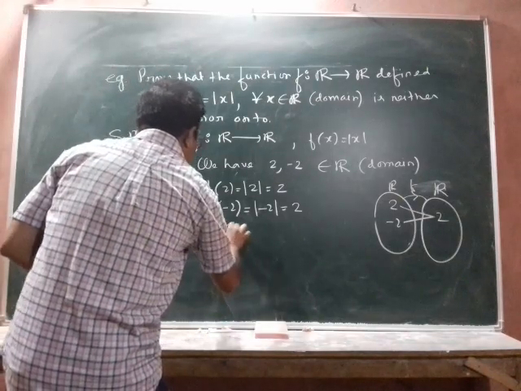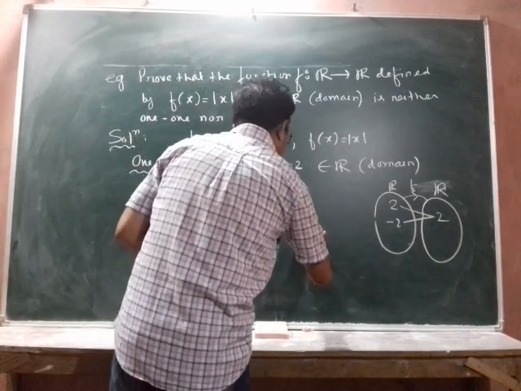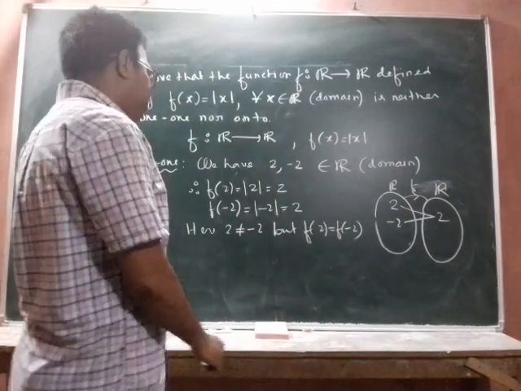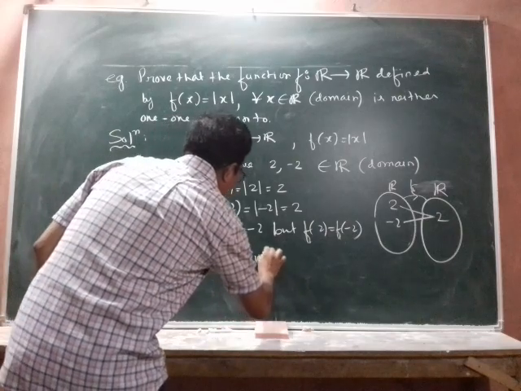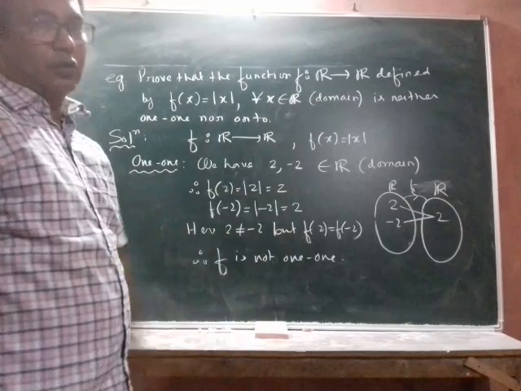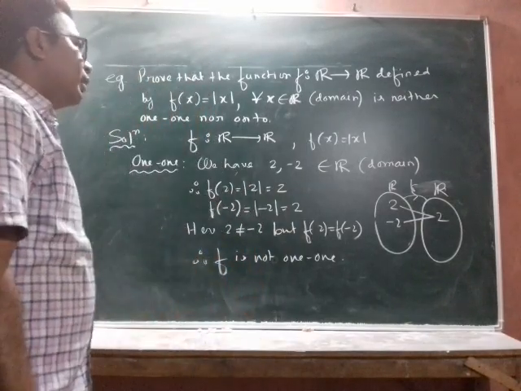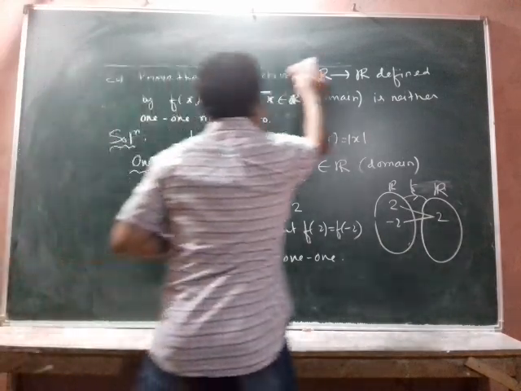Here 2 is not equal to minus 2, but we see that f of 2 equal to f of minus 2. Therefore f is not 1 1. Clearly it is not 1 1. Next, it is sufficient to prove it by a counter example. We need not prove it theoretically.